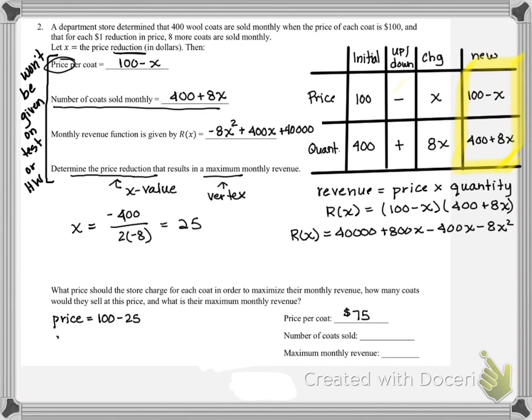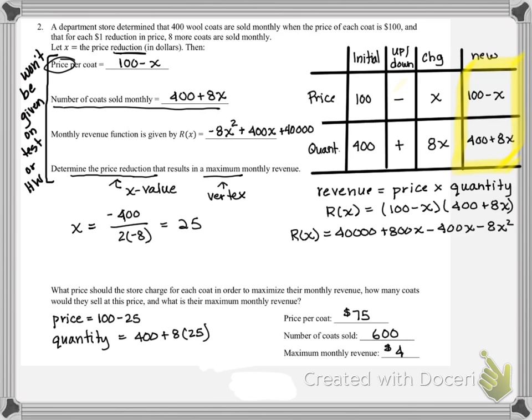So our quantity is 400 plus 8 times 25, which is 600. And then what would be the easiest way to find the revenue? 600 times 75. Yeah, in this case, we found the price and we found the quantity, and we know revenue is price times quantity. So the simplest thing to do is just multiply 75 by 600. And I think that's 45,000.